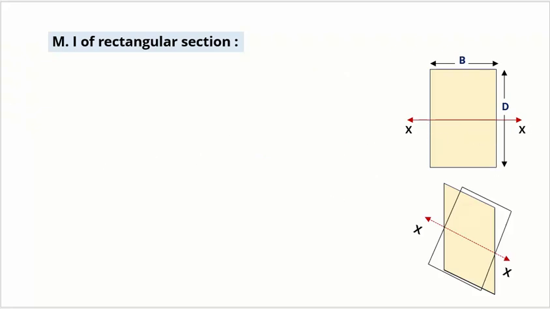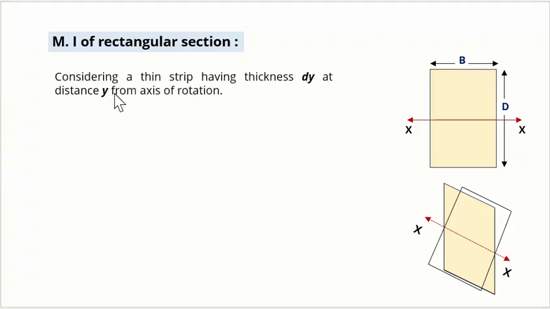For that, what we will do is consider a very small area of the rectangular section, a thin strip. We are going to consider a thin strip having thickness dy at a distance y from the axis of rotation, something like this, friends. Here there is a thin strip I have taken, its thickness is dy, and it is situated at a distance small y from this axis of rotation. Now I can find the moment of inertia of this strip, because it has a very small area, that is dA.